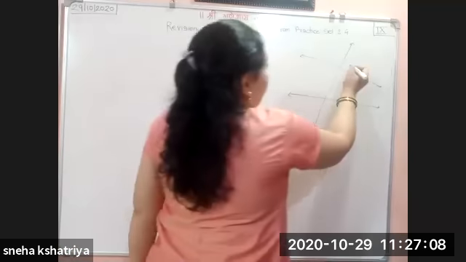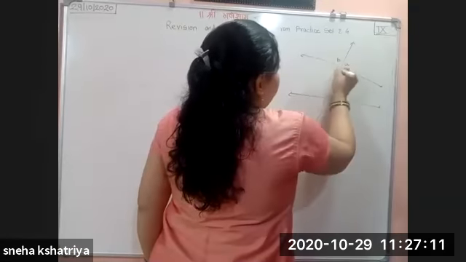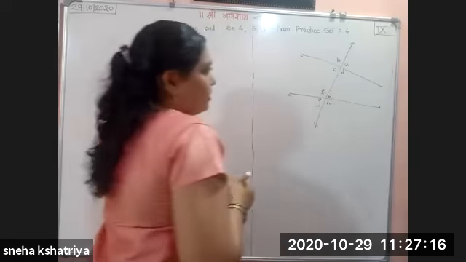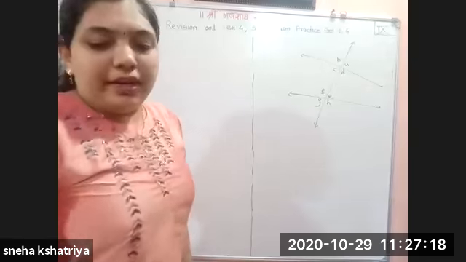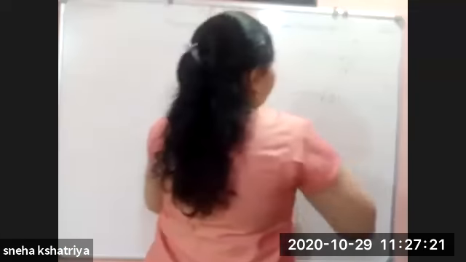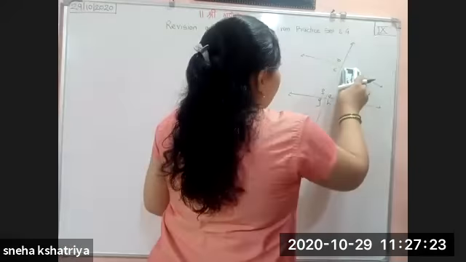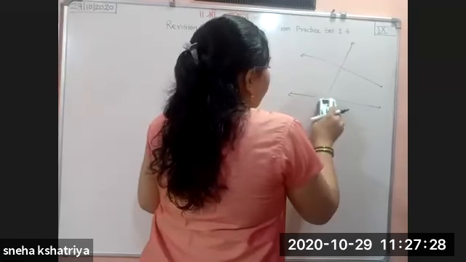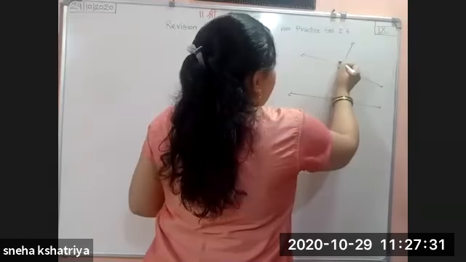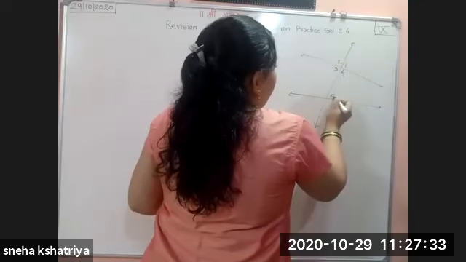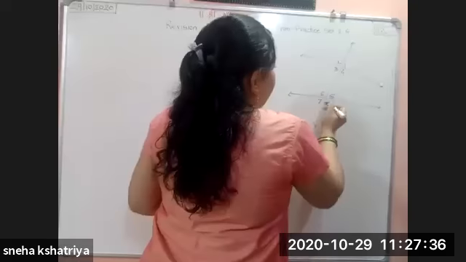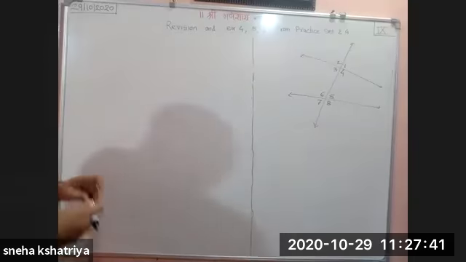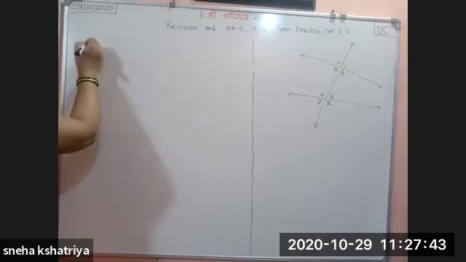And they have given some angles like A, B, C, D, E, F, G and H. I have taken 1, 2, 3, 4 for betterment of understanding. If we take 1, 2, 3, 4, it will become very easy to understand. So here is 1, 2, 3, 4, 5, 6, 7 and 8. Okay. So in this figure, we found some pairs. What kind of pairs? First one is linear pair.